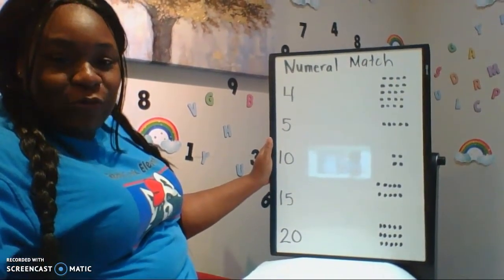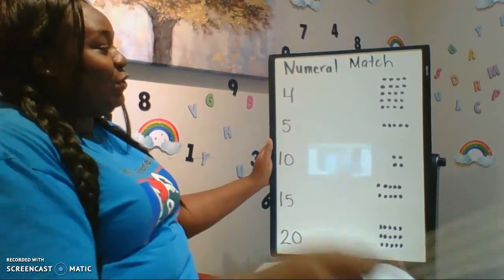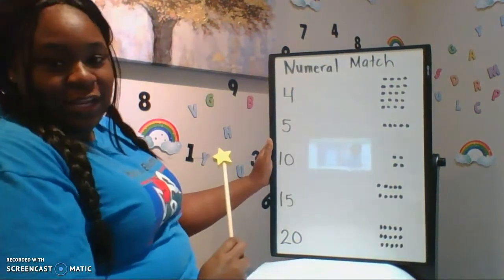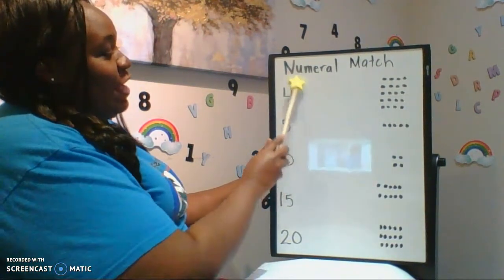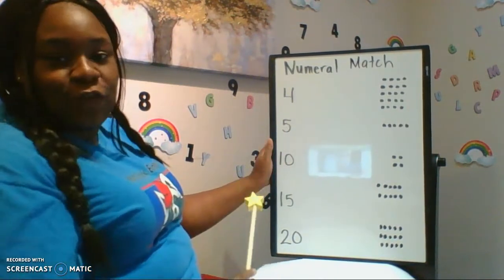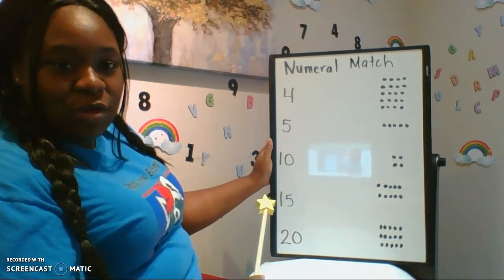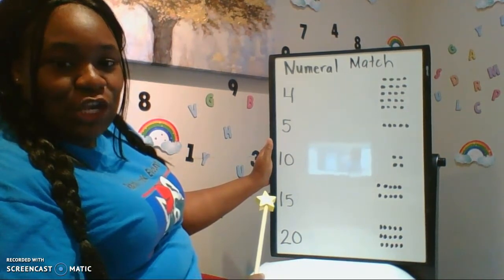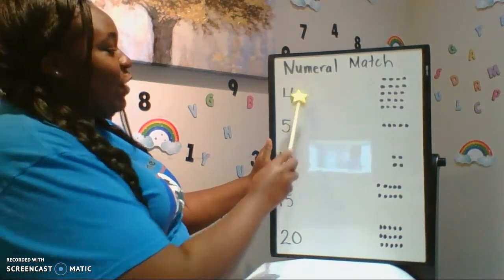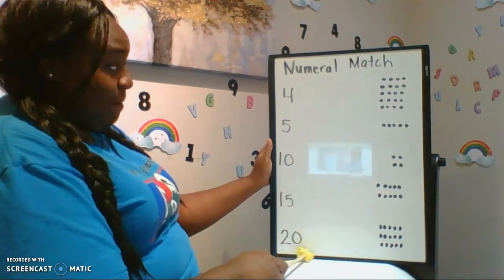It's time for small group and today we are going to do a numeral match. A numeral match. So these are numbers. Another word for numbers is numeral. Can you say numeral? Numeral. Very good. So here are the numerals or numbers over here.